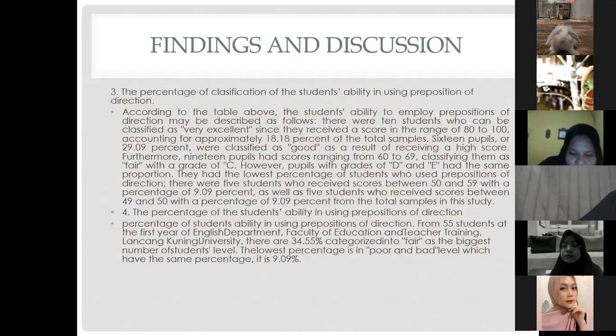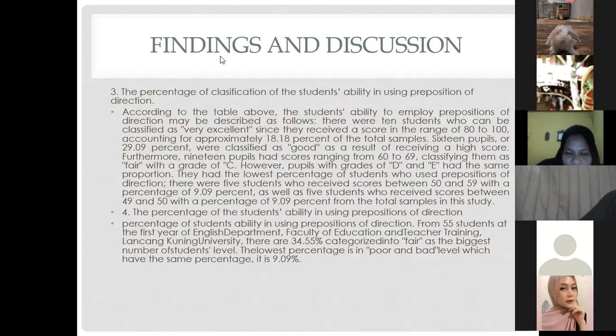The next is the percentage of classification of students' ability in using preposition of direction. According to the table above, the students' ability to employ preposition of direction may be described as follows. There are 10 students who can be classified as very excellent since they received a score in the range of 80 to 100, accounting for approximately 18% of the total samples.